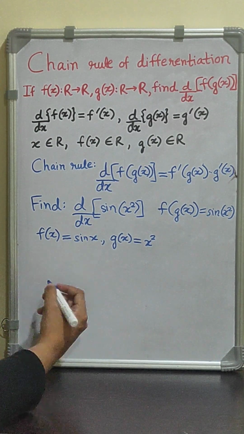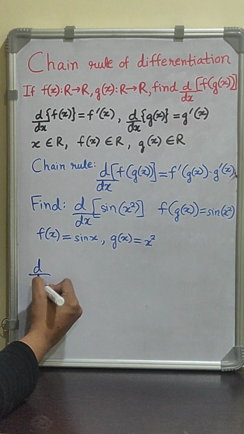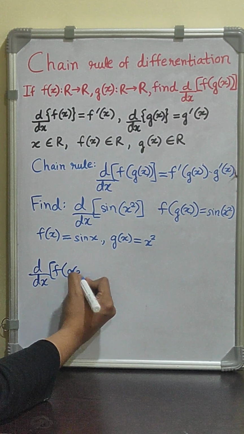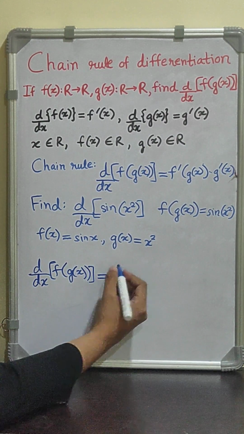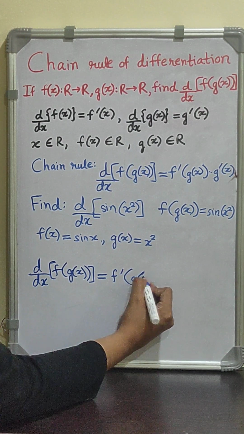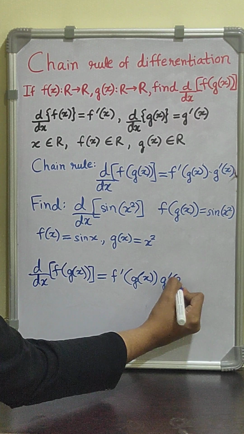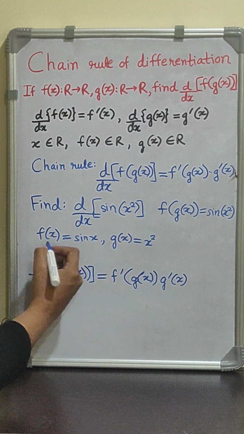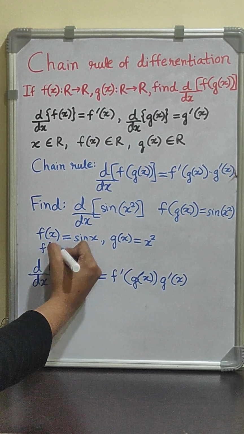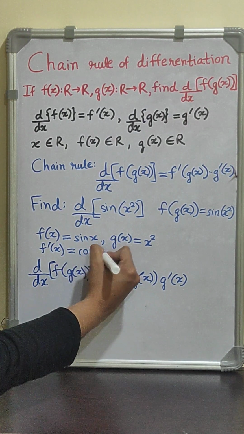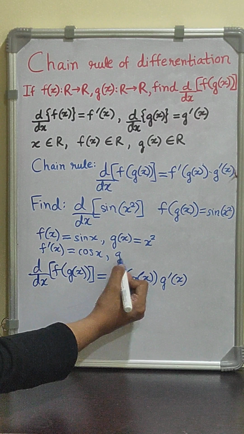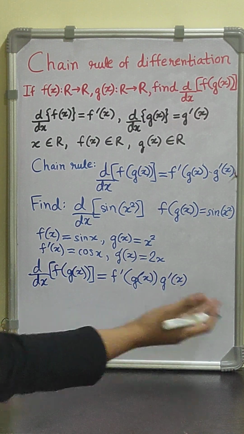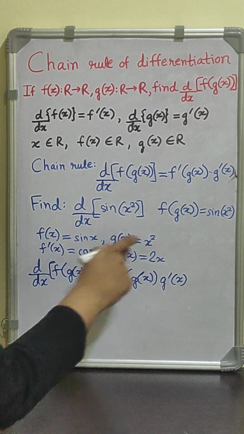So if I need to apply the chain rule directly, I'm going to write it down same as what I wrote here. The first derivative of f of g of x gives me f prime of g of x multiplied by g prime of x. Now I don't know the primes yet, but I can figure them out because I have the original functions. So if f of x is sine x, we know that the first derivative will be cos x, and if g of x is x squared, then the first derivative g prime of x would be 2x.